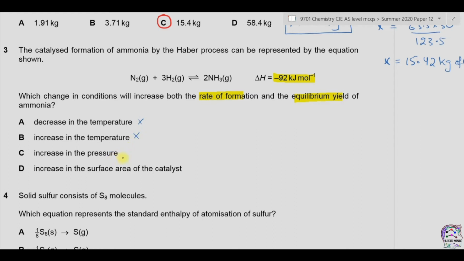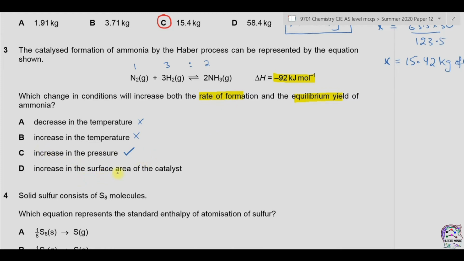C says increase in the pressure. Now let's find out the number of moles. We have 1 mole of nitrogen gas and 3 moles of hydrogen gas, and 2 moles of ammonia gas are present in the product. Whenever the pressure is increased, the reaction moves from more moles to fewer moles, in this case more product is formed. Pressure can also increase the rate of reaction because the molecules come close together and there are more effective collisions. So an increase in pressure can increase both the rate and the equilibrium yield of ammonia.